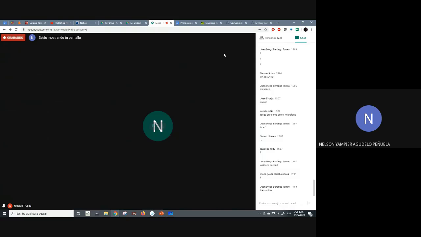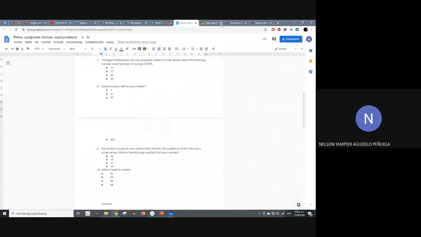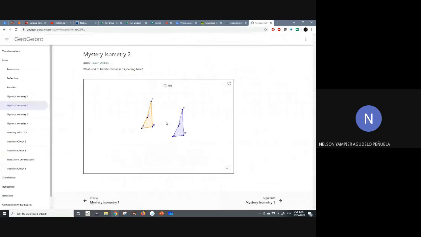Translation. Yes, it is a translation because you are moving it exactly. You are moving it without flipping or turning. And look here, you have the vector, which represents the direction and the amount of motion. So yes, you see if I modify the arrow, it changes.